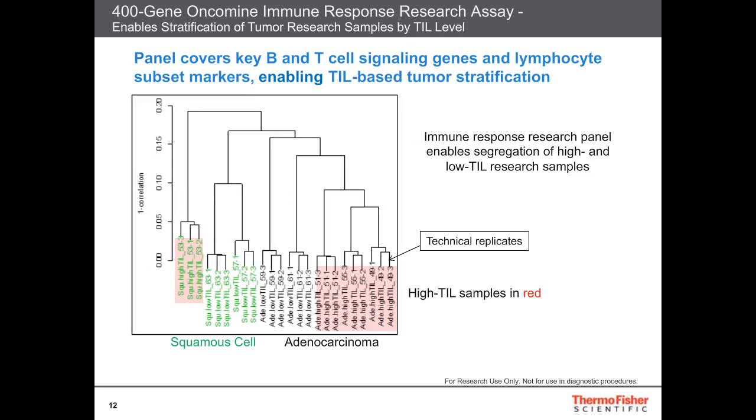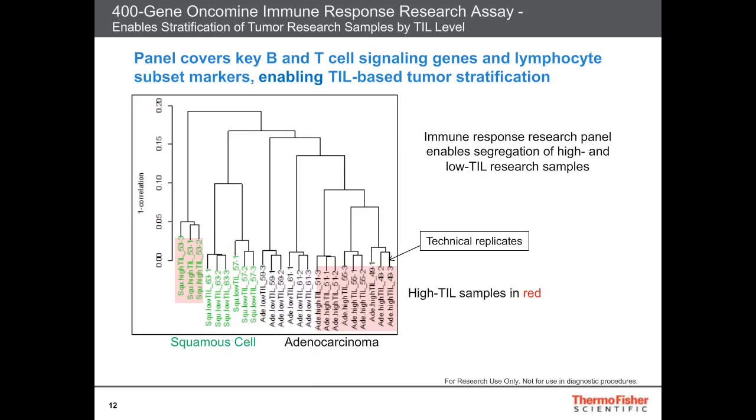Once we were satisfied with the technical performance of the assay, we wanted to explore its properties on some samples. This is an example of the utility of the panel to stratify samples by TIL levels. Because of the content of the panel, we expect that we will be able to identify samples with high TIL and differentiate those from samples with low TIL.